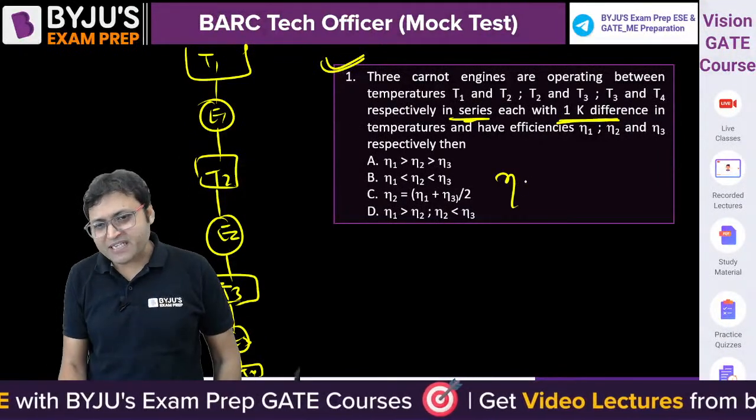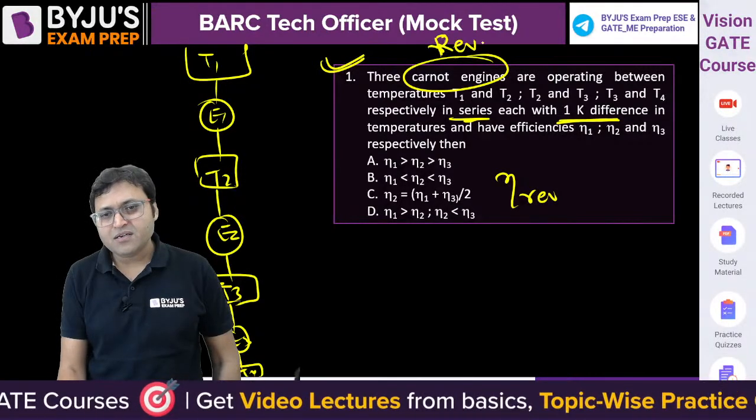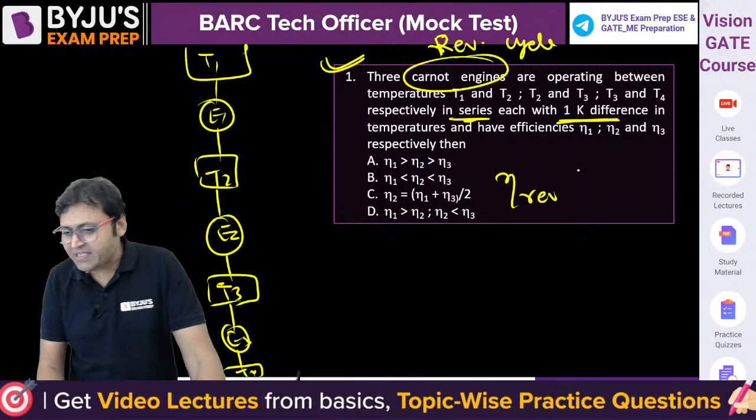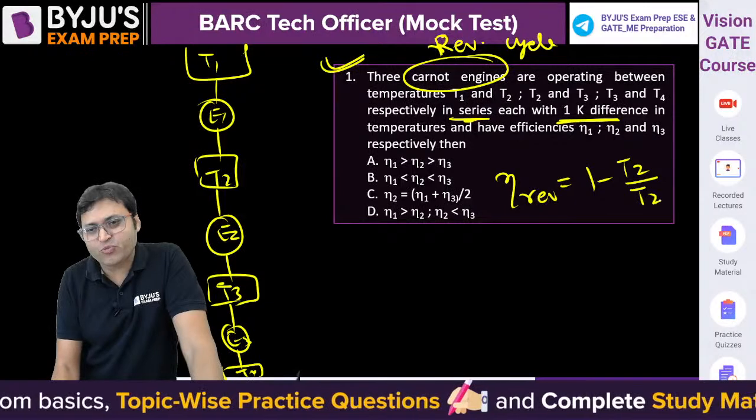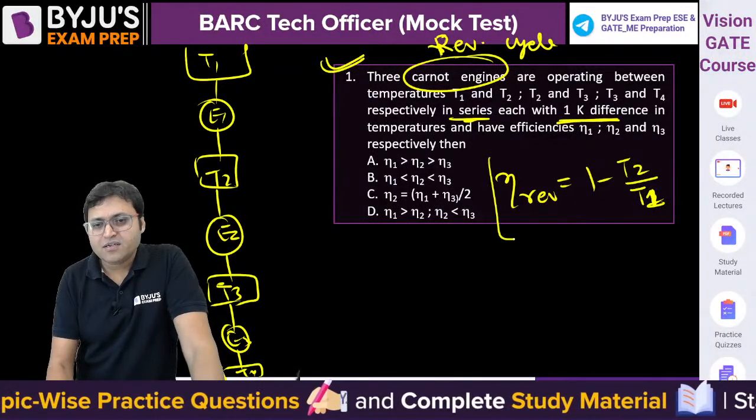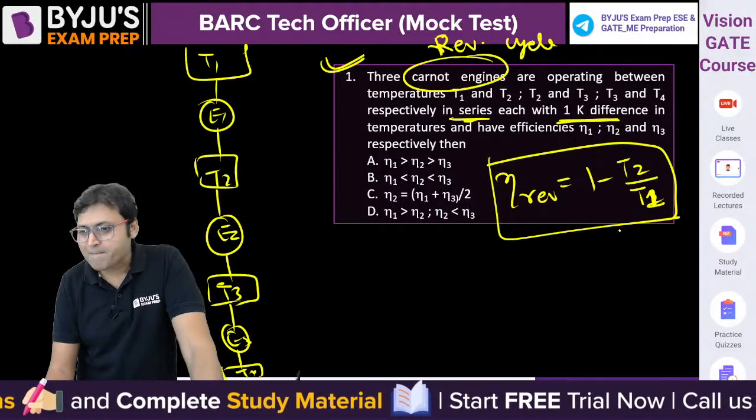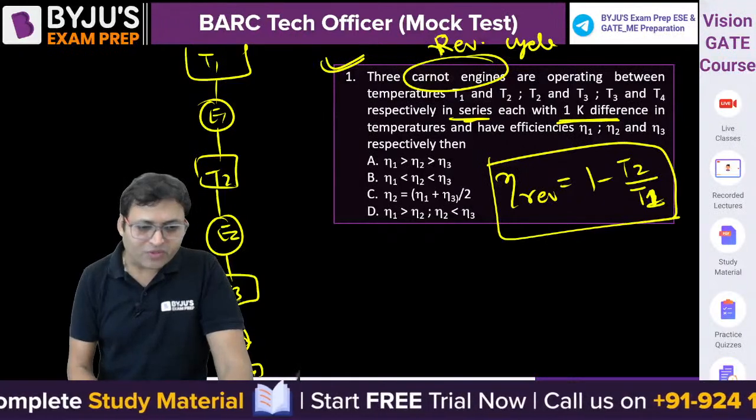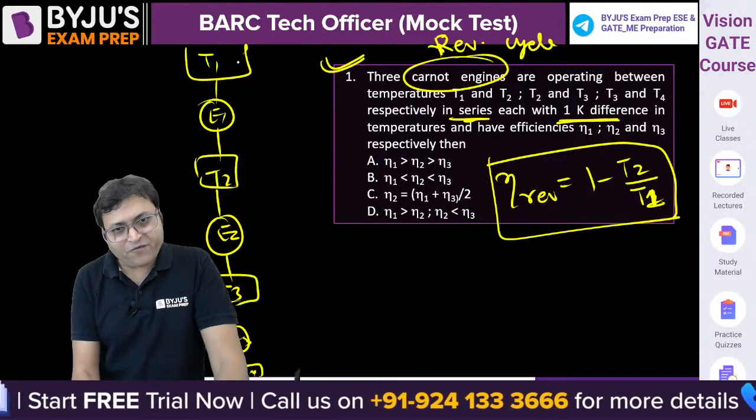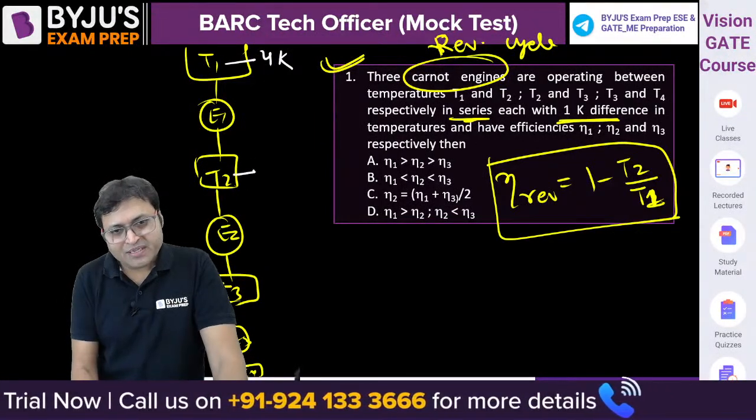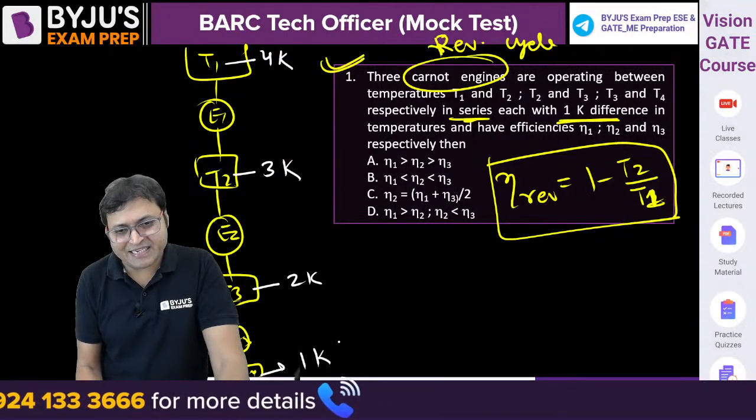What is the thermal efficiency for a reversible cycle? Carnot engine means reversible cycle. So the thermal efficiency of a reversible cycle is 1 minus T2 by T1, isn't it? I hope it is clear. So the temperatures have a difference of 1 Kelvin. If we assume this to be 4 Kelvin, then this will be 3 Kelvin, T3 will be 2 Kelvin and T1 will be 1 Kelvin, isn't it?